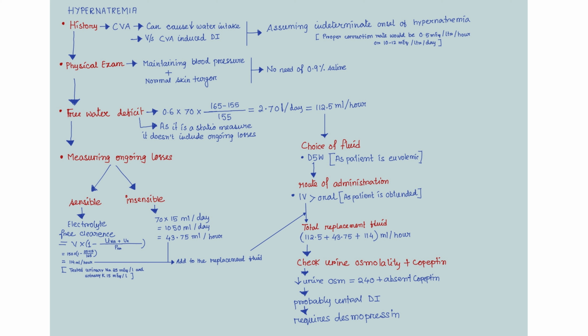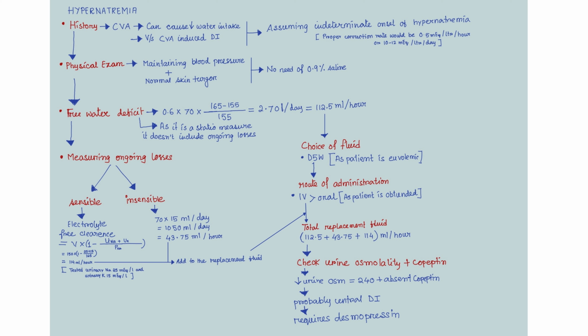So to calculate the water deficit, we multiply the body weight with 0.6 in male patients, and his current sodium level is 165 minus 155, that is my target sodium level after 24 hours, divided by 155. That gives us 2.70 liters per day. And if we convert it to an hourly rate, we get 112.5 ml per hour.